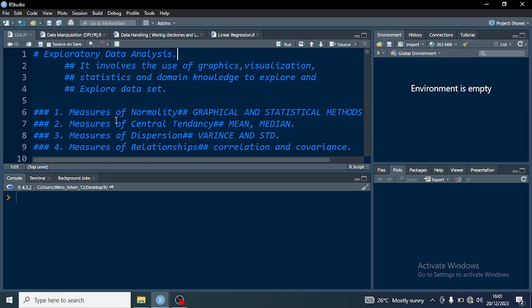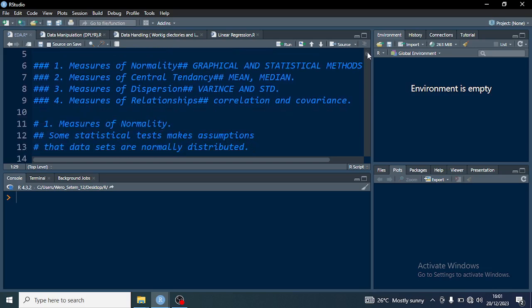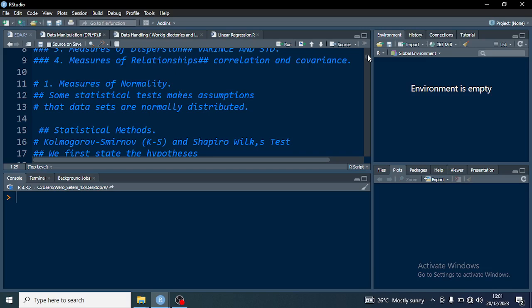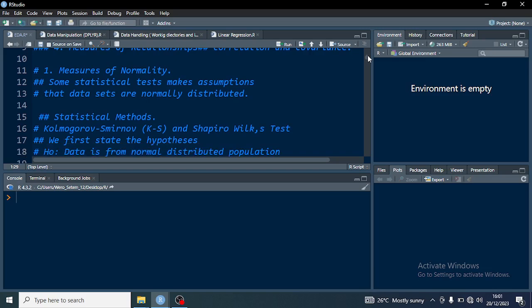We'll start with measures of normality, whereby we'll look at graphical and statistical methods. We'll look at measures of central tendency, that's the mean, the median and the mode. We'll look at measures of dispersion, the variance and the standard deviation, and the measures of relationships, the correlation and covariance. We start with measures of normality.